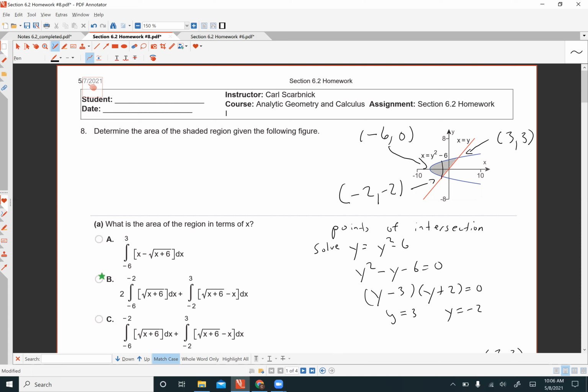We get that parabola. It's a quadratic equation: y squared minus y minus 6 equals 0. We get the points of intersection are y equals 3, and then also y equals minus 2. Okay, so now let's do the first part here.